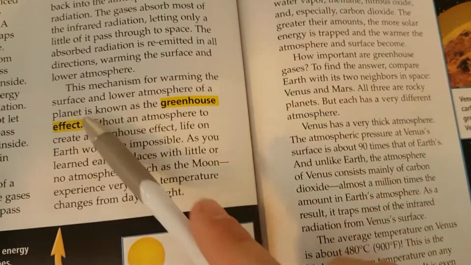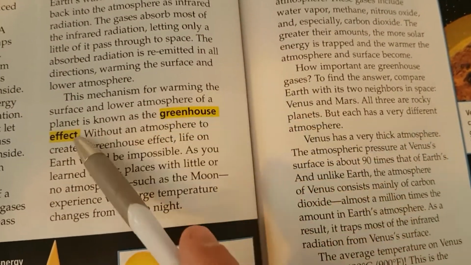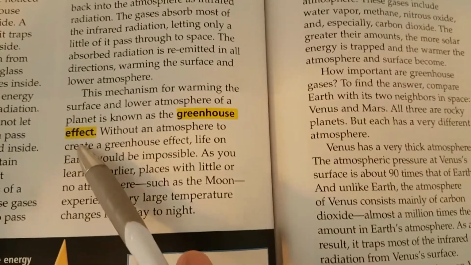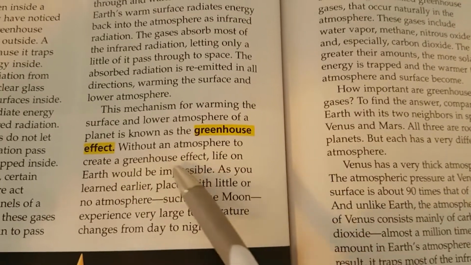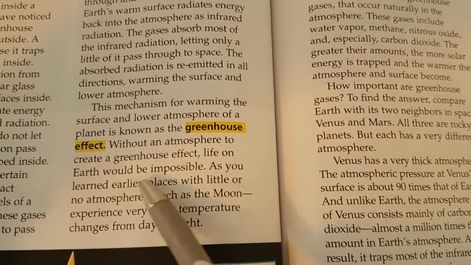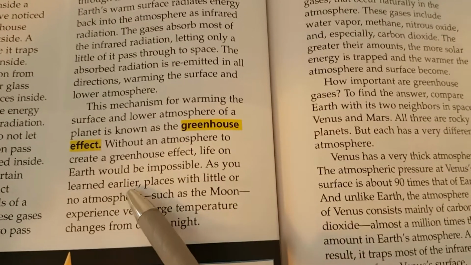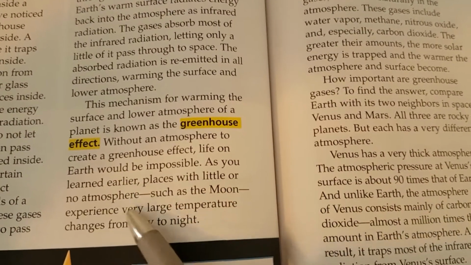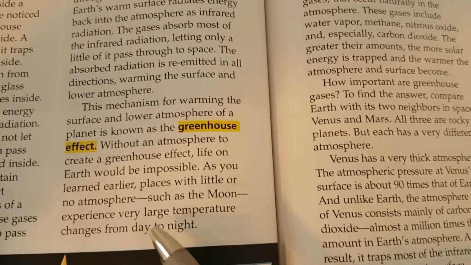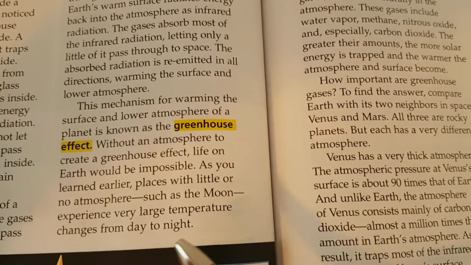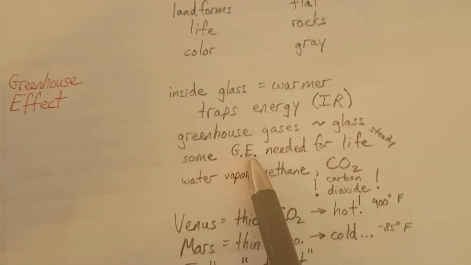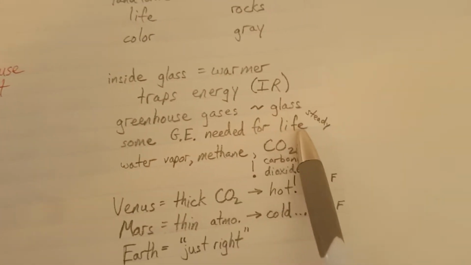This mechanism for warming the surface and lower atmosphere of a planet is known as the greenhouse effect. Without an atmosphere to create a greenhouse effect, life on Earth would be impossible. As you learned earlier, places with little or no atmosphere, such as the Moon, experience very large temperature changes from day to night. Okay, so some greenhouse effect is needed for life.